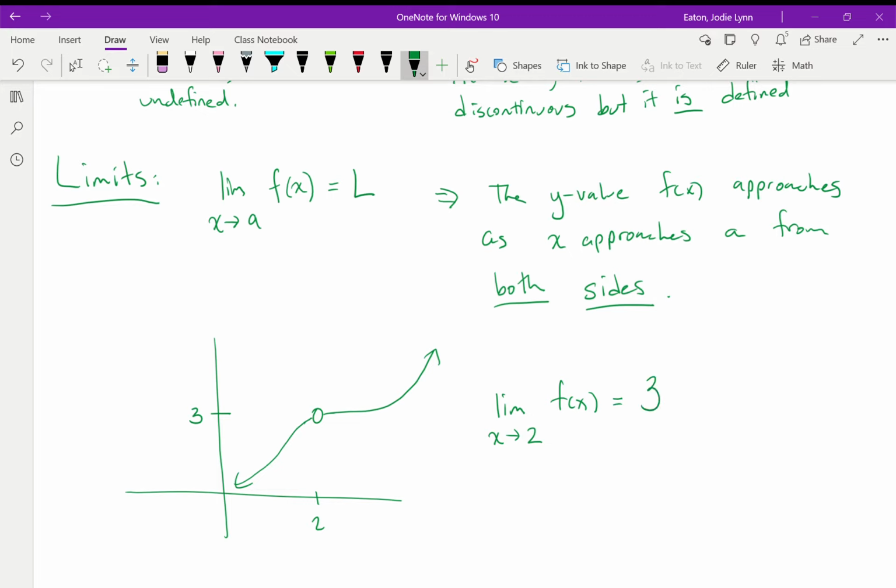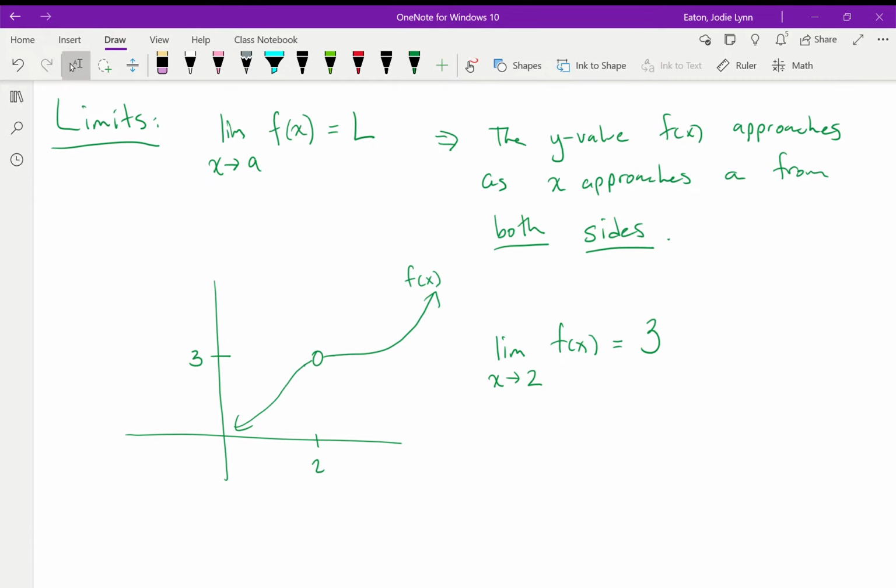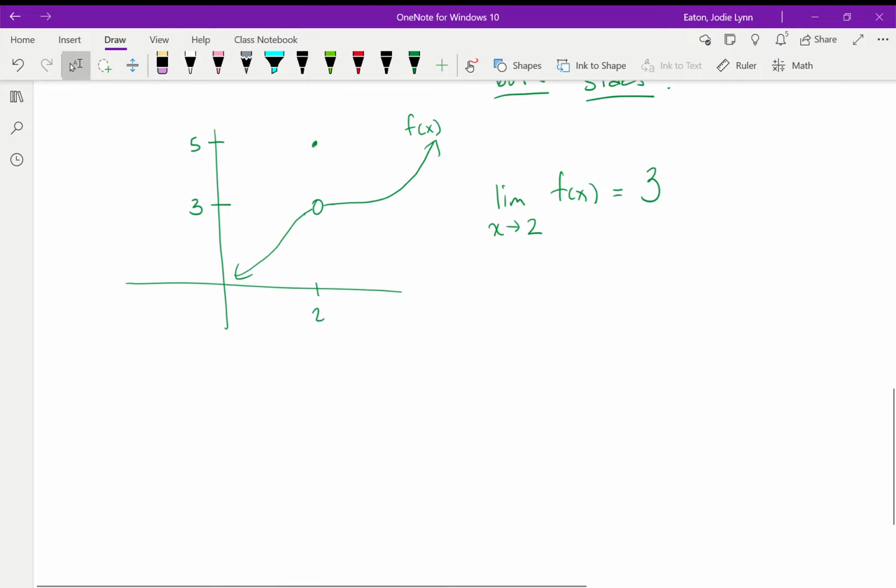Okay, if this is our graph of f of x. So the limit as x approaches 2, as we're going along this function towards 2 in both directions, is 3. We're heading for 3 even though the value of that function doesn't exist. Even if we put a point like up here at 5, the limit as we approach 2 is still 3 because we are heading for 3. It's not about where we get to, it's about where we are going as we approach the number.